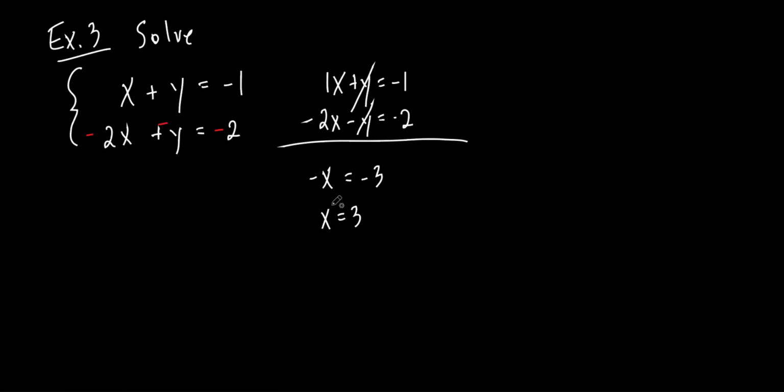So x plus y equals negative 1. Let's put the x in for that. That's 3 plus y equals negative 1. Subtract 3 from both sides. What's y? It's negative 4. How do I write my final answer? 3, negative 4.